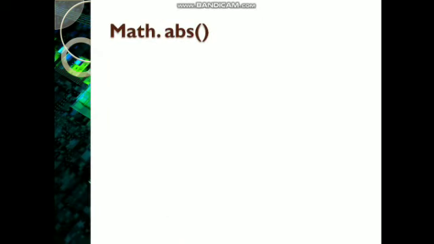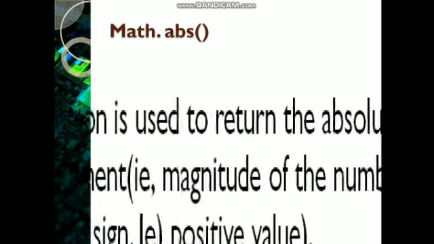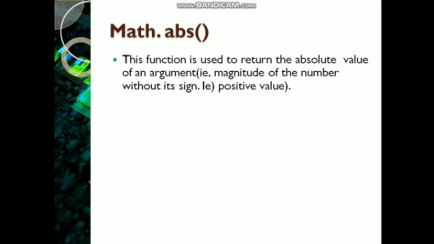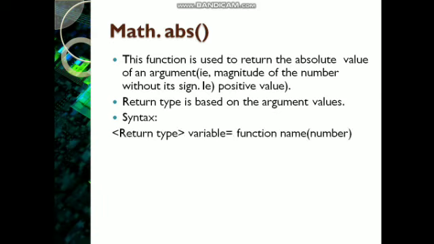Last function of today's session, the Math.abs function. This function is used to return the absolute value of an argument, that is, the magnitude of the number without its sign. That is, it always returns the positive value of any number. Its return type is based on the argument value it takes. Syntax is return type, variable is equal to function name, and inside the brackets a number. We'll see the examples.